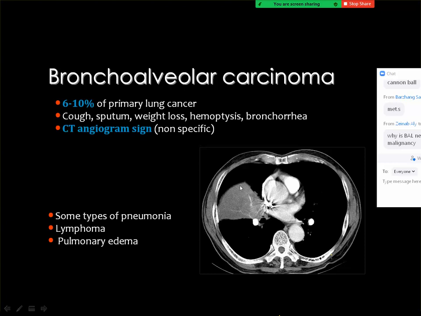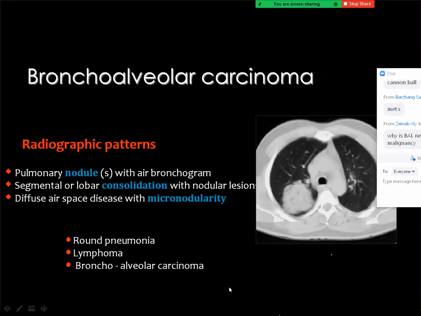You see the vessels on the background of the consolidated lung, and this sign will also be seen in some cases of pneumonia, lymphoma, and sometimes pulmonary edema. One of the pathognomonic findings for bronchoalveolar carcinoma is to see a mass or nodule with air bronchogram, and this will have these three differential diagnoses, which include round pneumonia, which is common in the pediatric age group, pulmonary lymphoma, and bronchoalveolar carcinoma.